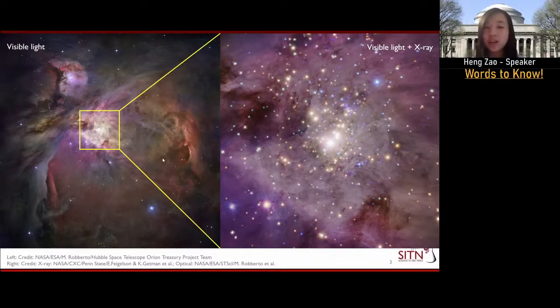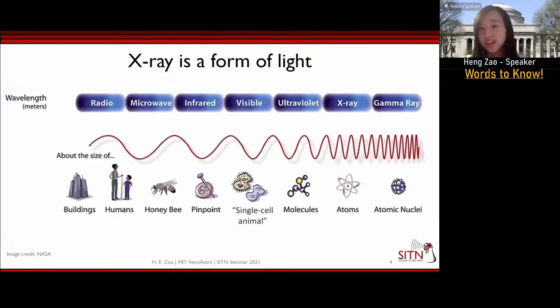For example, in this enlarged region on the right, we see little dots that are taken with X-ray telescopes. Those dots represent the new stars, and they are very important for us to understand how stars are formed and other things about the birth of new stars. So next, I'll tell you how this is done.